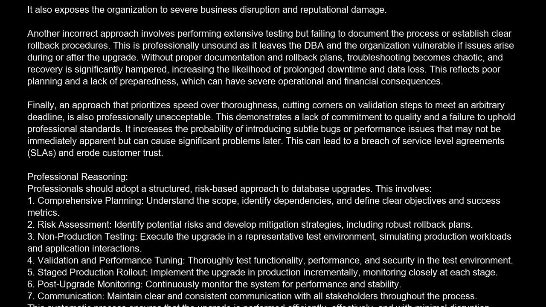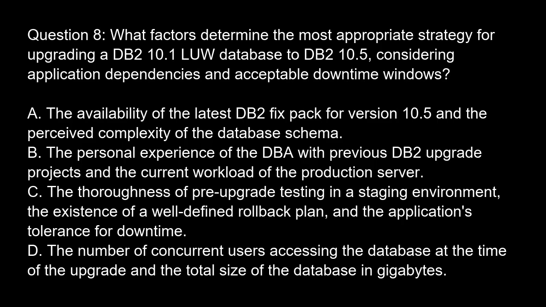5. Staged production rollout. Implement the upgrade in production incrementally, monitoring closely at each stage. 6. Post-upgrade monitoring. Continuously monitor the system for performance and stability. 7. Communication. Maintain clear and consistent communication with all stakeholders throughout the process. This systematic process ensures that the upgrade is performed efficiently, effectively, and with minimal disruption, upholding professional responsibility and safeguarding business operations. Question 8. What factors determine the most appropriate strategy for upgrading a DB2 10.1 LUW database to DB2 10.5?